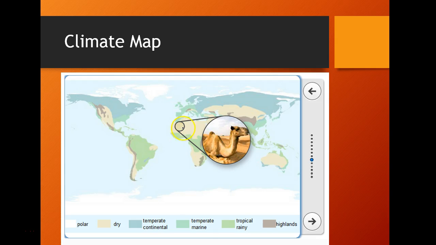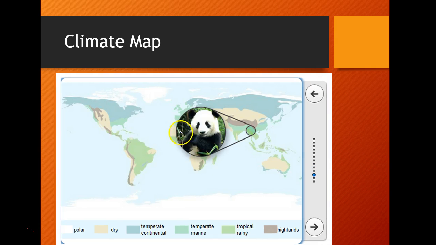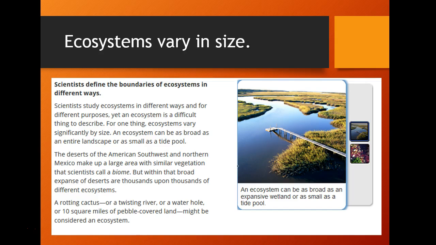Here in the western region of Africa, we have a dry climate, a climate that would be suited for animals like camels that don't require as much water. Over here in Asia, we see again another tropical rainy type of environment where a panda bear would flourish.